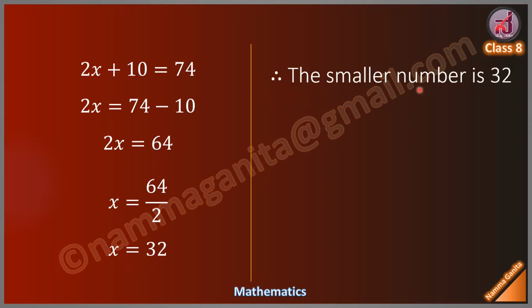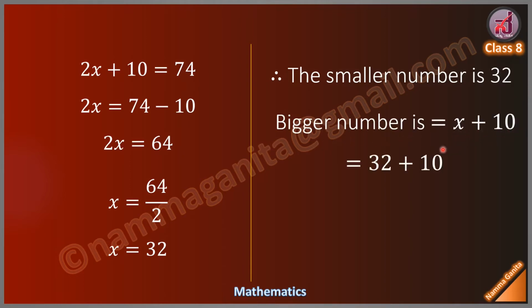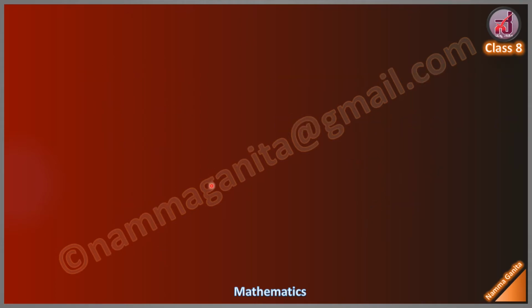Therefore, the smaller number is 32. Therefore, the bigger number is x plus 10, that is, substitute the value of x, 32 plus 10, that is equal to 42. Now consider exercise 3.2.